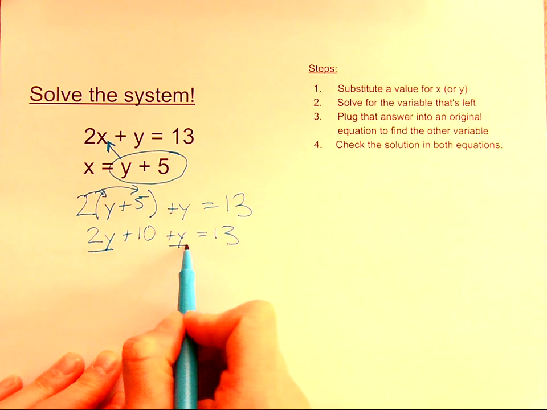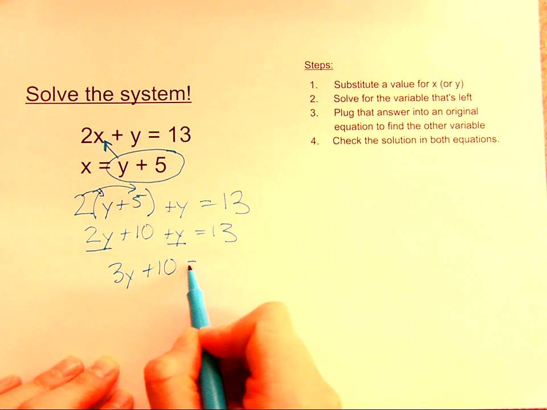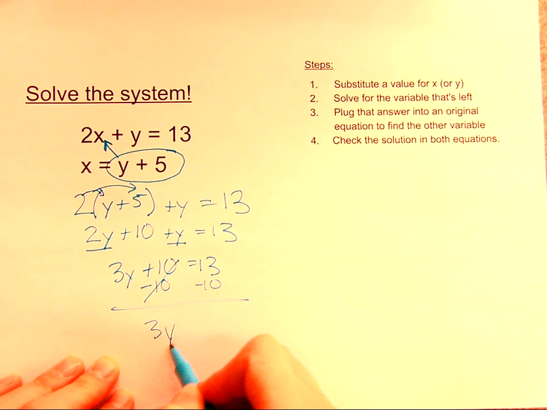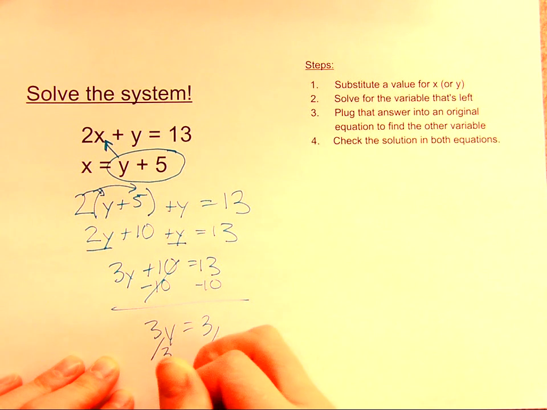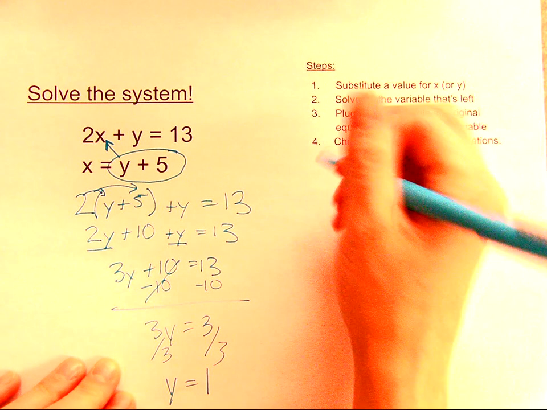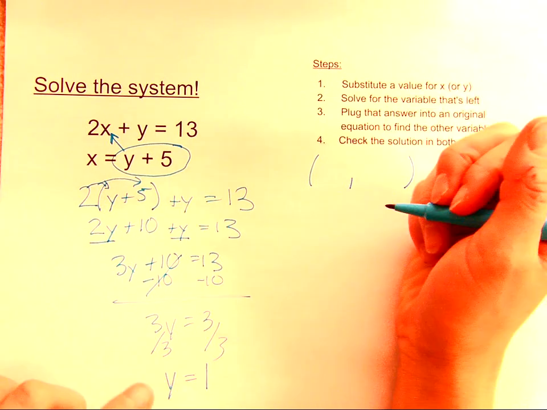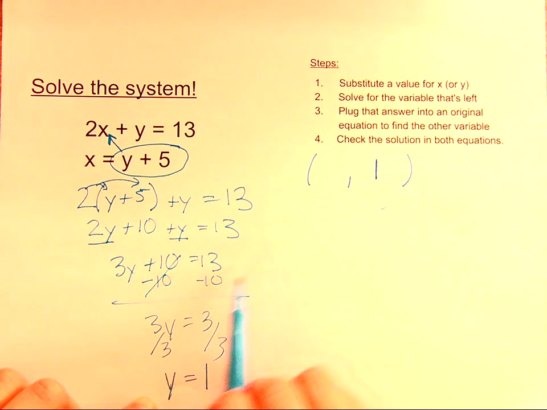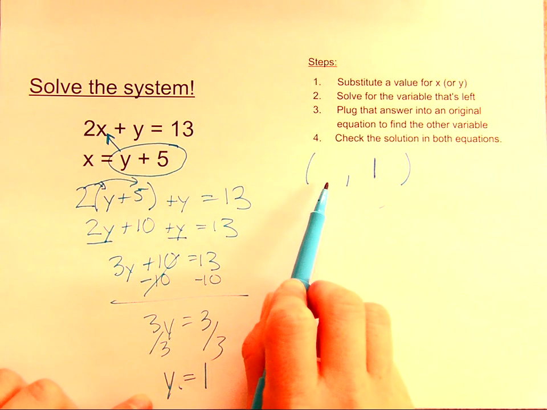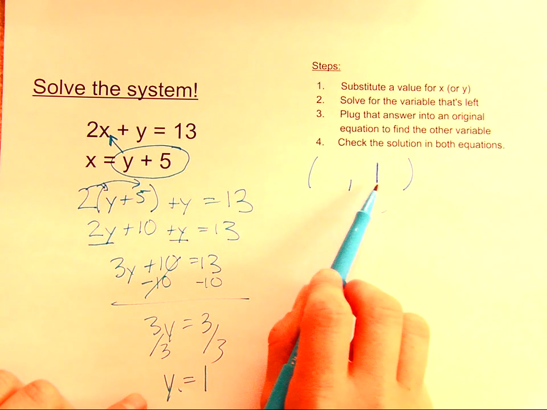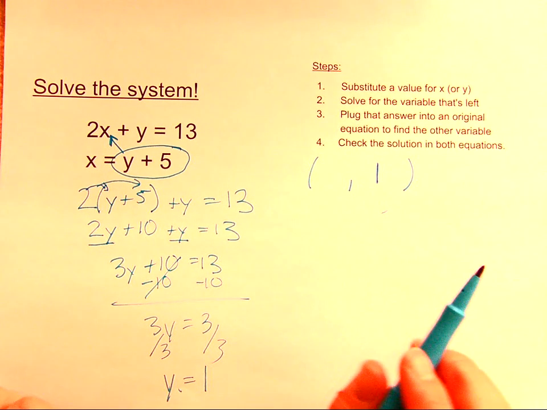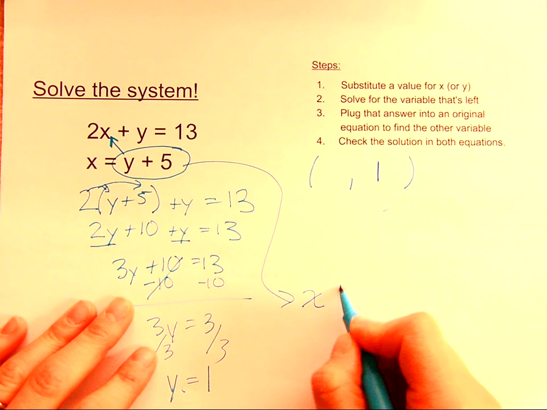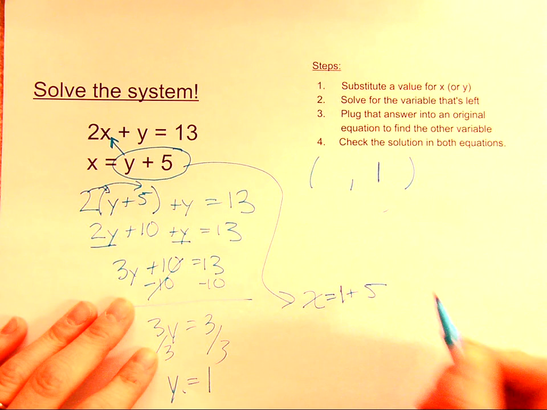Combine my like terms. Subtract 10. 3y is equal to 3. Y is equal to 1. So realize we solved for y first this time, which means y is our second coordinate. I know we've had a lot of x's, but just the first thing you solve for isn't always your first coordinate. Okay, it's always x comma y. So we just found our y. So now to find our x, either equation works. X is equal to y plus 5. So x is equal to 6.